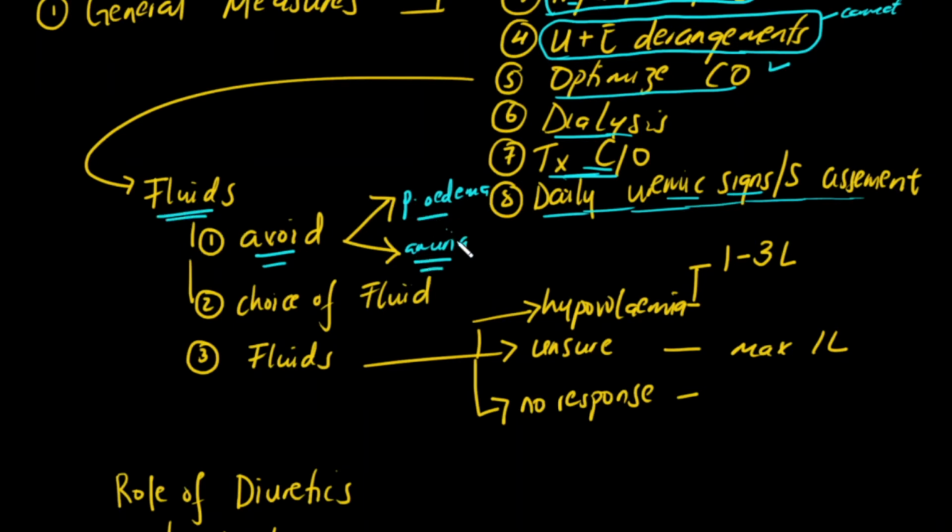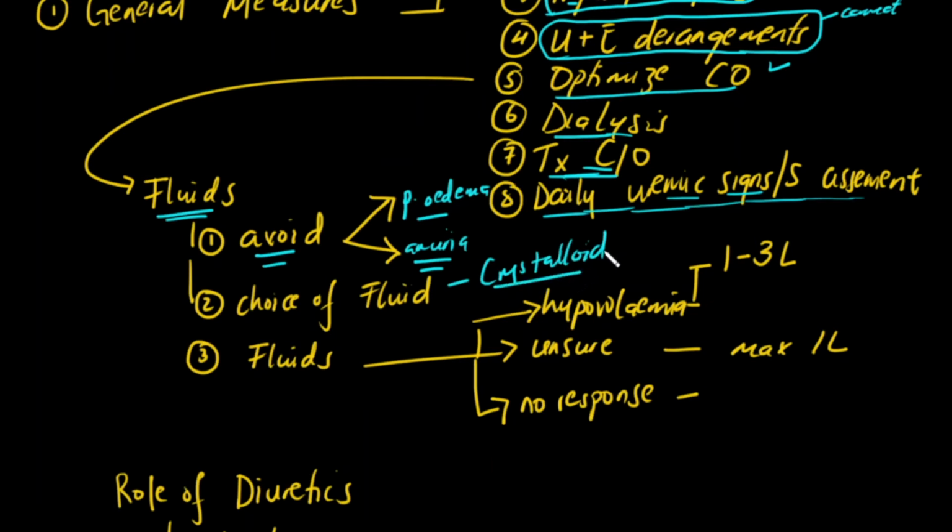Okay, now what's your choice of fluids? Actually, what we normally give is crystalloids. Okay, but also always consider fluids that stay in serum, whether it's blood or albumin. Okay, those are the fluids that you want to give, especially for pre-renal.